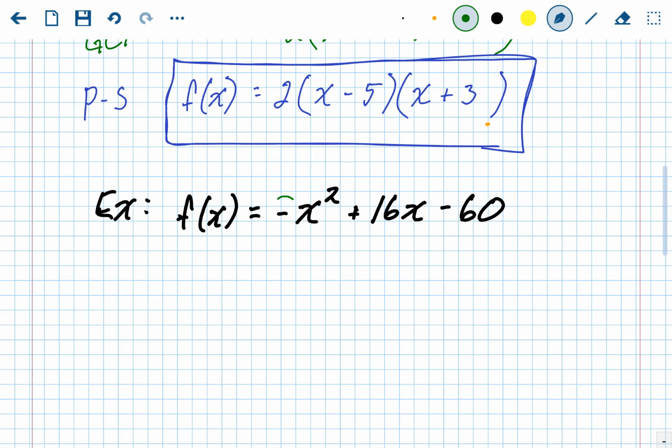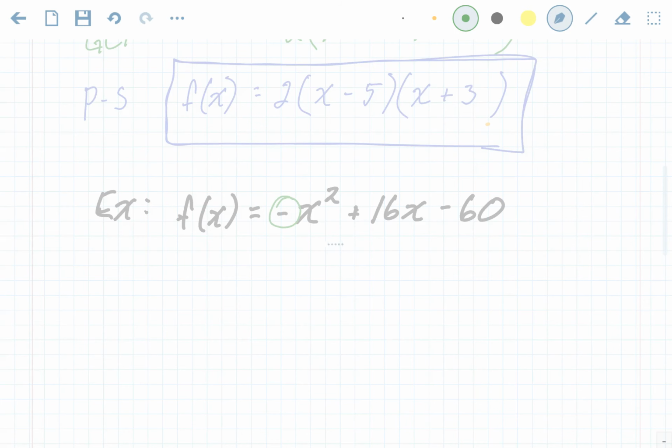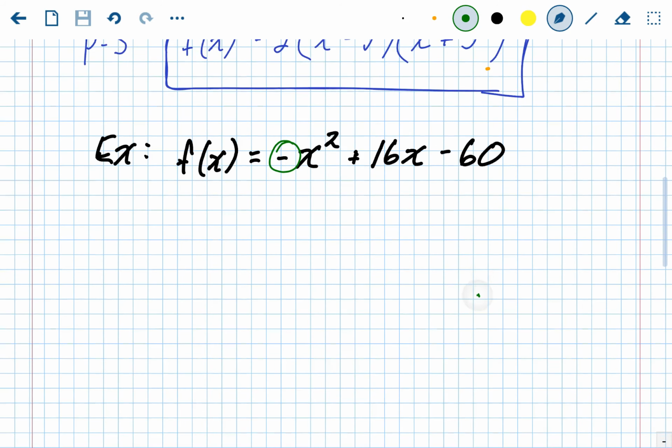However, you do have this negative sign out front. Okay. Now remember, the easy way to factor is product sum, and you can only do that method if there's a 1 in front of x squared. Okay. We don't have a 1 in front of x squared, we have a negative 1. Okay. So what we're going to do is we're going to take out the negative sign as our greatest common factor. Okay. So I'm just going to pull out a negative 1, and all that does is change all the signs. So instead of negative x squared, it's positive x squared. Instead of plus 16x, it's minus 16x. And instead of minus 60, it's now plus 60.